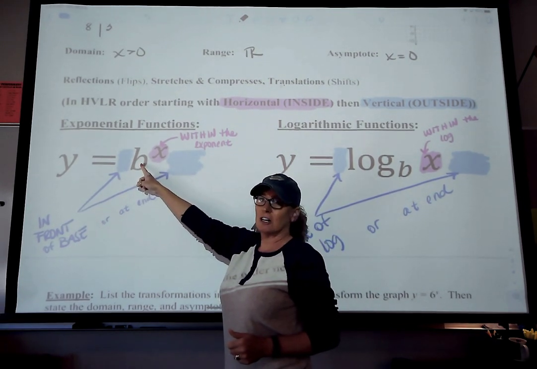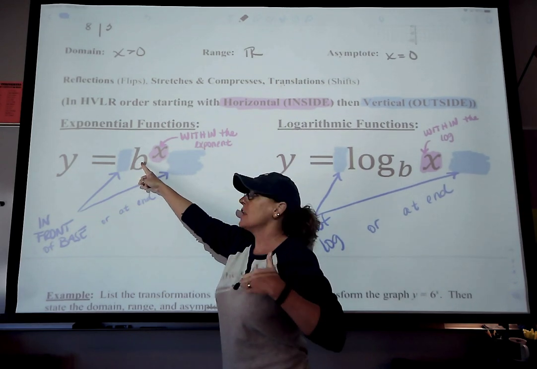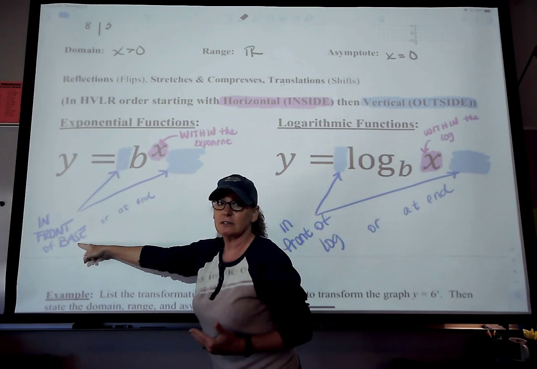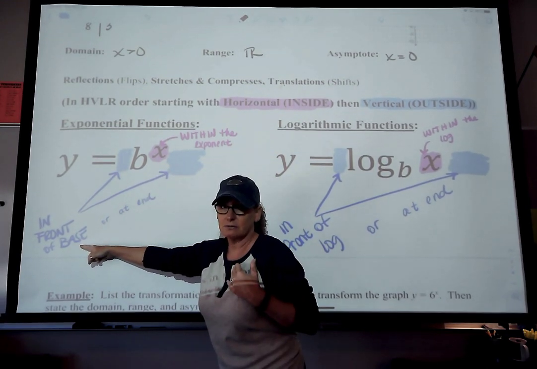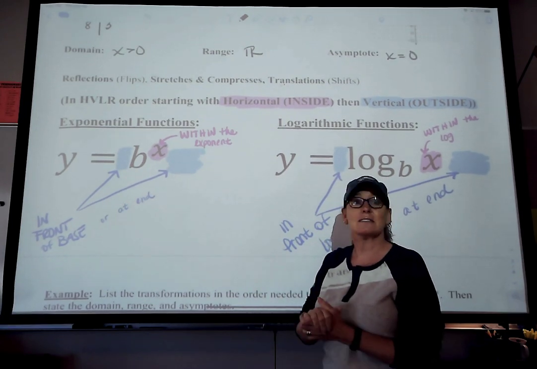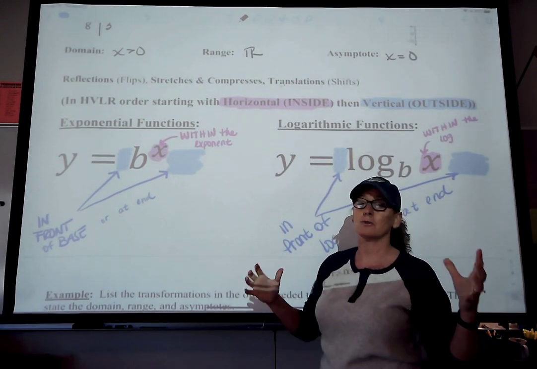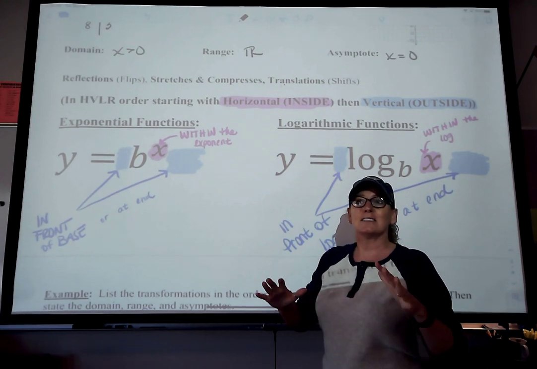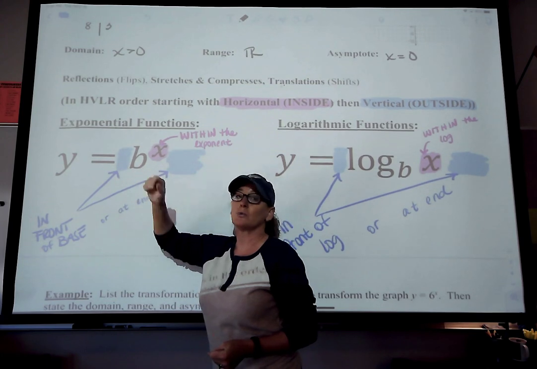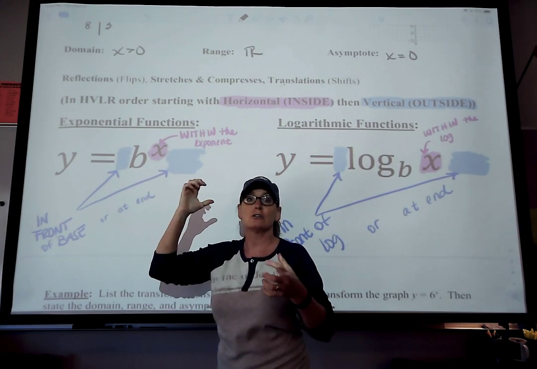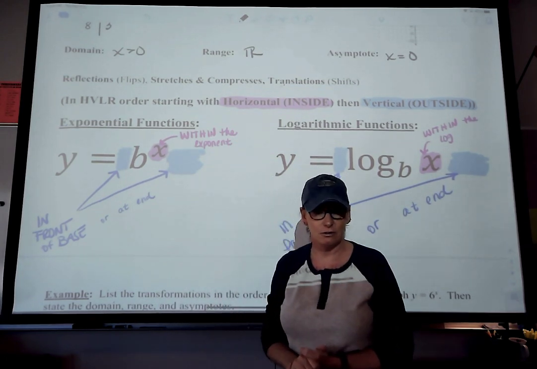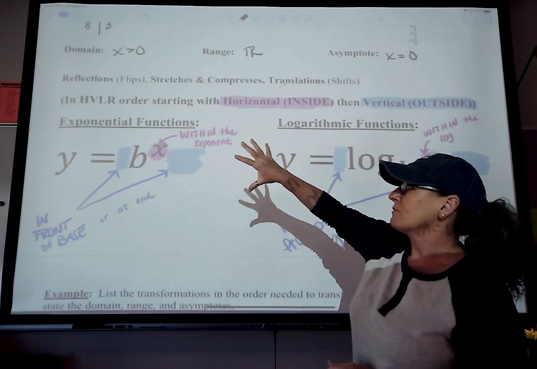You knew that. Here's where people get confused. Your base is not a transformation. The number in front of the base is a vertical transformation. Okay? Your base can be anything. Your base can be 2, 4, 6, 10, 7, 11, whatever. That doesn't really change the graph much. Anything in front of your base is what's going to do your major vertical stretching or compressing in your graph. Okay? So I've shown you where those are.